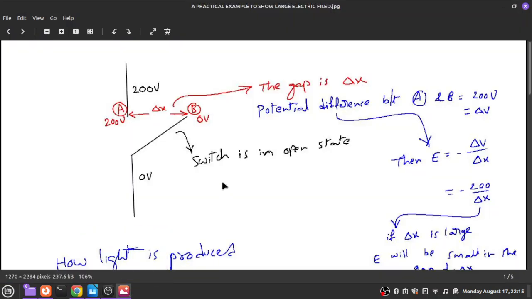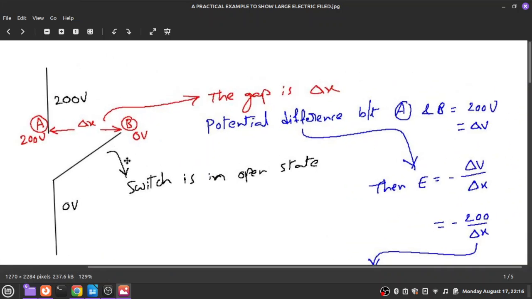Hello students, today I am going to explain how a spark is produced when we close the switch. See that a switch is shown here.